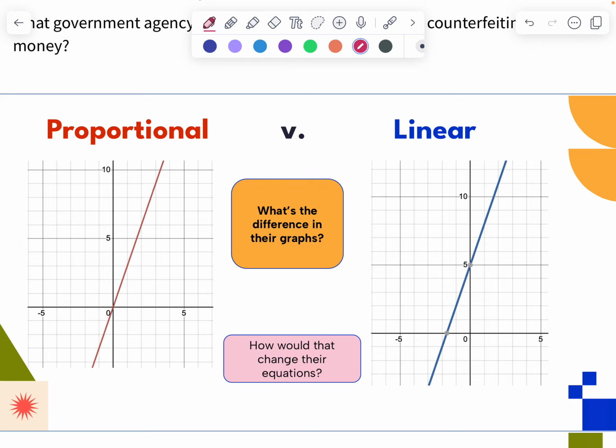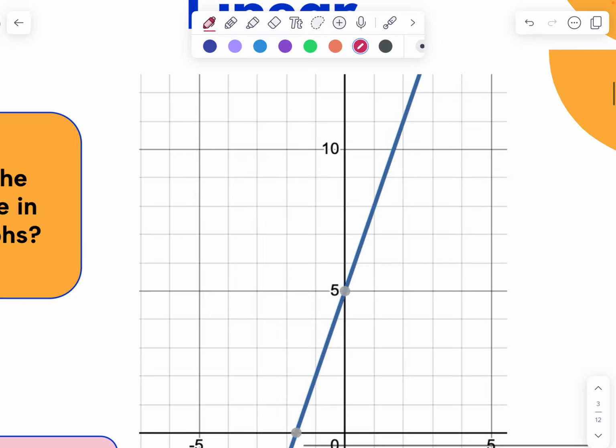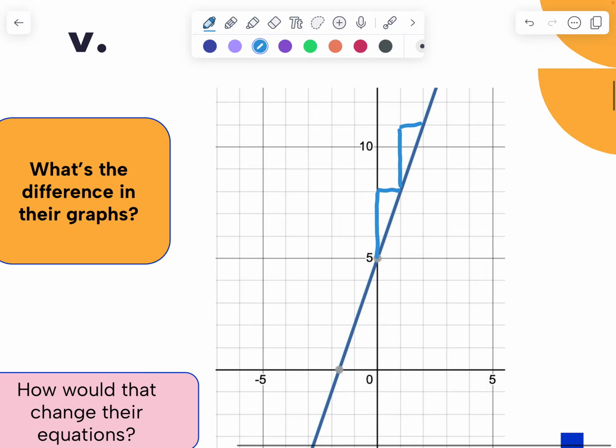The answer is the origin. This guy goes through the origin, which is why it's proportional. It does have a very clear unit rate, like this is up 3/1 every time, up 3/1, so that also helps. This guy does have a unit rate. It's the same exact unit rate, up 3/1, up 3/1, but it doesn't start at the origin.